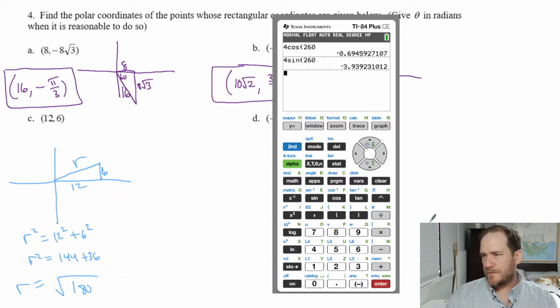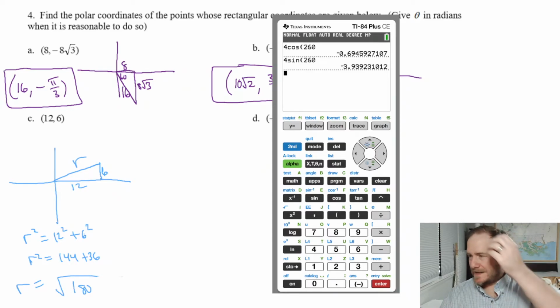180 can be divisible by what? Certainly a 9. That would leave us with 20. What have I done? Stupid. Not that stupid, but a little stupid.